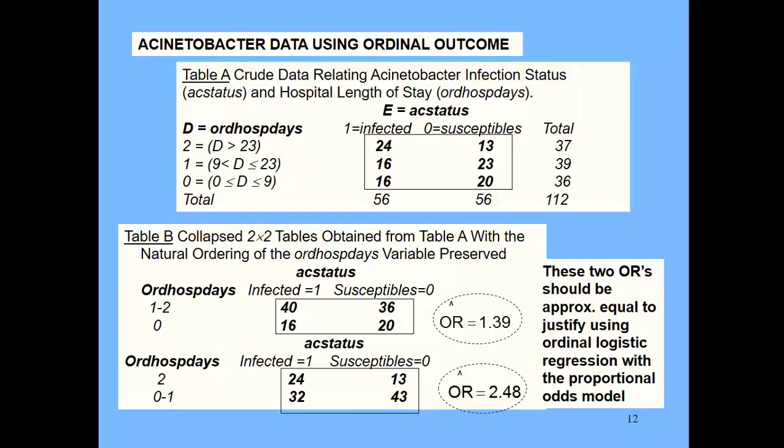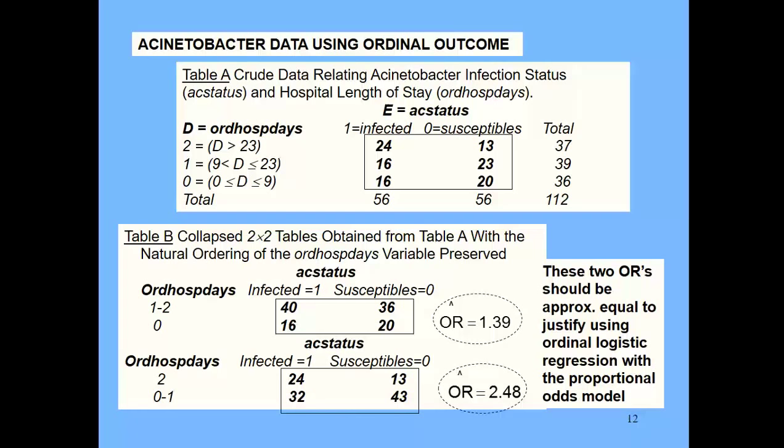Okay. Now, what I did, you may notice, is that I'm comparing groups or outcomes 1 and 2 versus 0 for this table, and I'm comparing 2 versus 0, 1 for this table. That's what I'm doing to get these two tables. What didn't I do? Is there another table I could have formed? 2 and 0 versus 1. I didn't do that. Why didn't I do that?